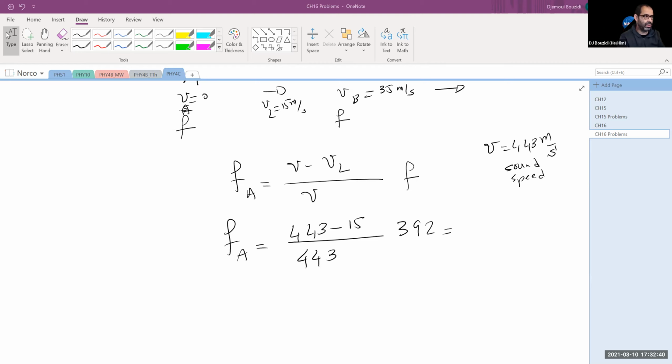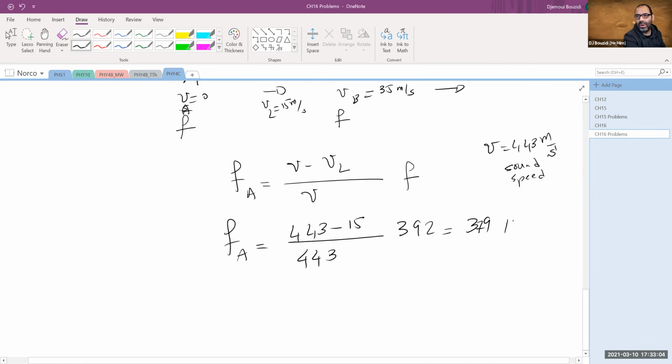So in parentheses, 443 minus 15, I could have done this in my head probably, times 392, but divided by 443. Okay, so it's telling me it's 378.7 or 379 hertz. Does this make sense? It went down, and it does, because he's receding away from it. So he's going to hear a lower and lower pitch, lower and lower frequency. So that is typical, that is fine.